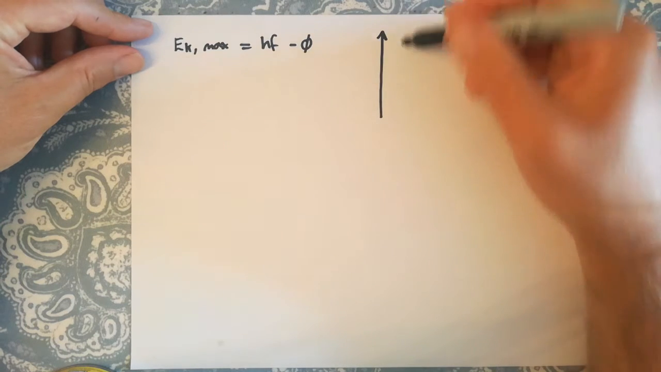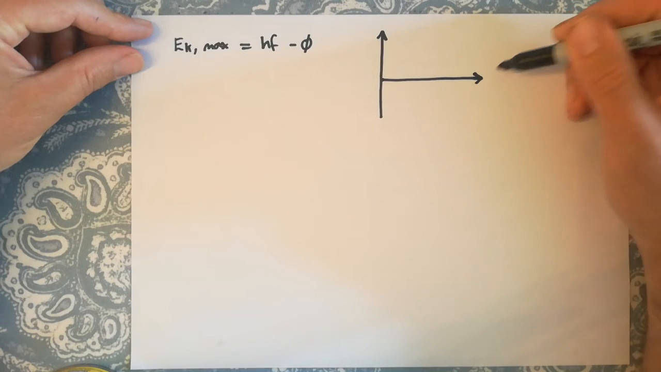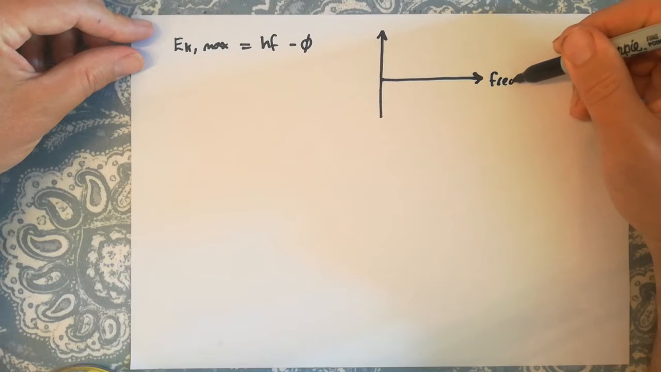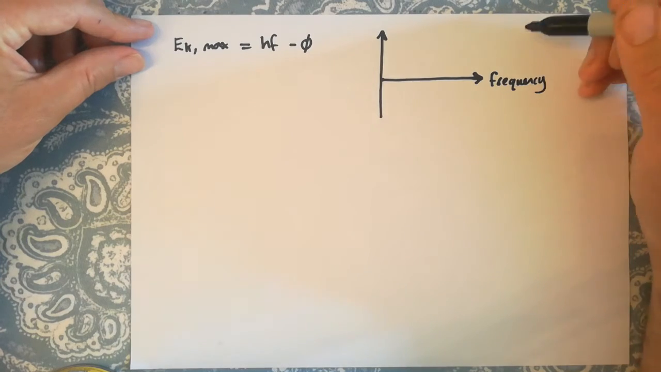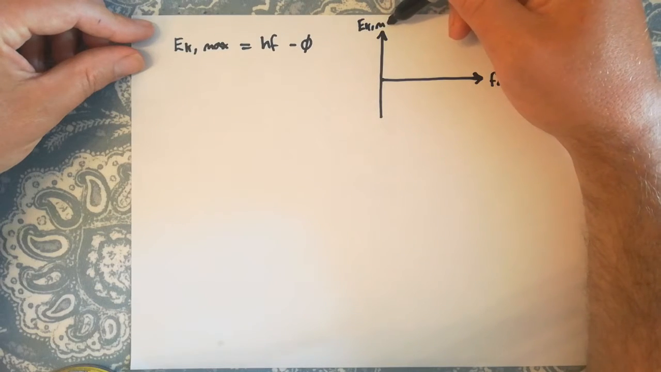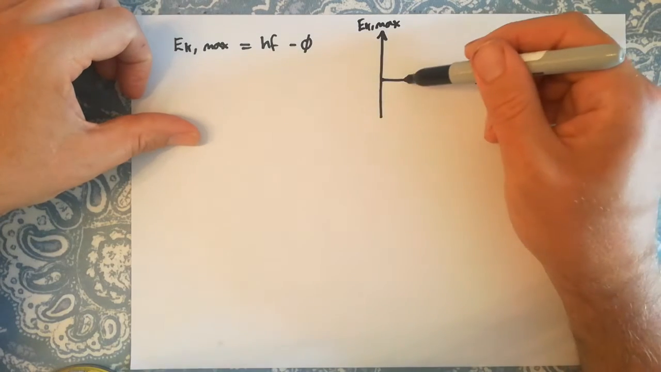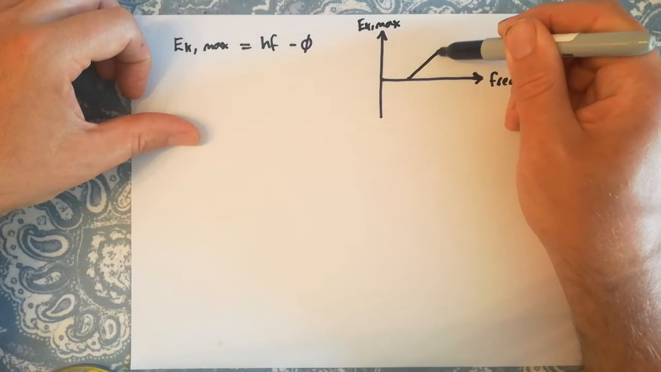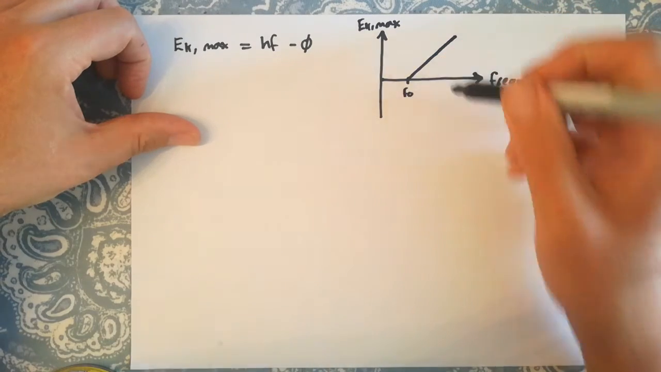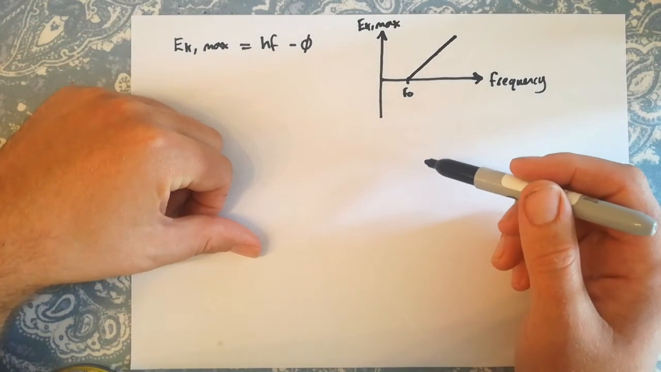One of the results that we talked about was that if you change the frequency of the light, you can see the effect on the maximum kinetic energy, and the result looks something like this. And this was the threshold frequency, because below the threshold frequency we're not seeing any electrons being emitted.